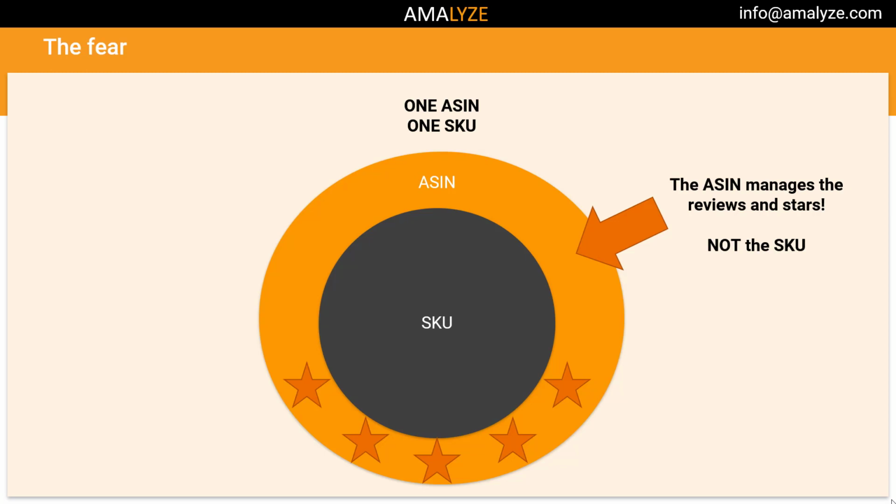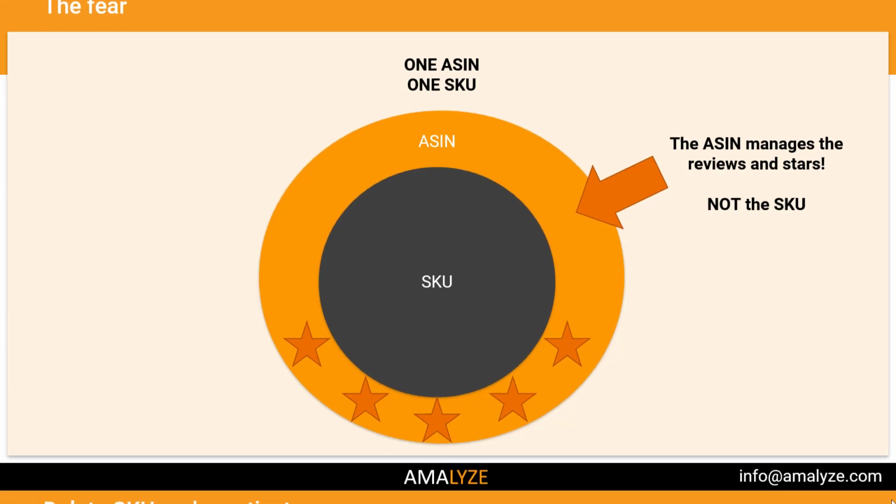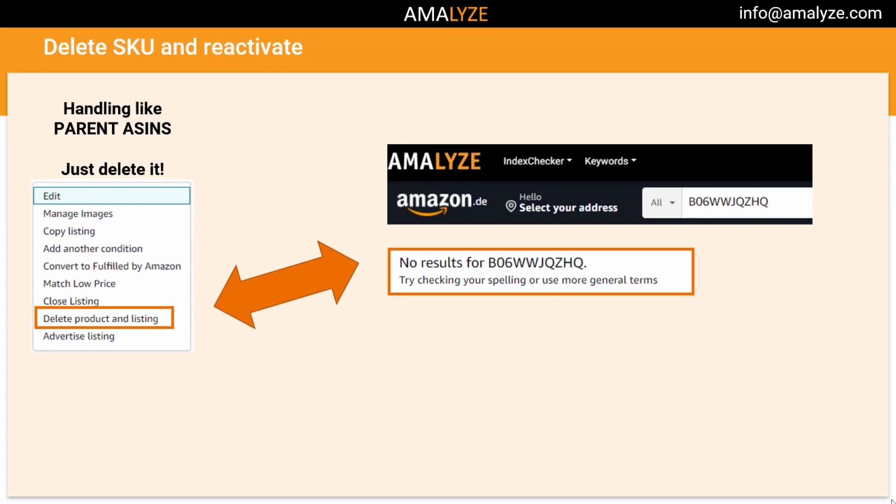But the ASIN is managing the reviews and stars, not the SKU. Okay, keep that in mind, of course, that is relevant. And we are only talking about deleting the SKU. It's a bit problematic when you are reading it in the Seller Central backend, but at the end we will handle that like every parent ASIN. Just delete it. Delete product and listing does not mean erase or terminate the ASIN. You're just deleting your SKU for an ASIN, okay?